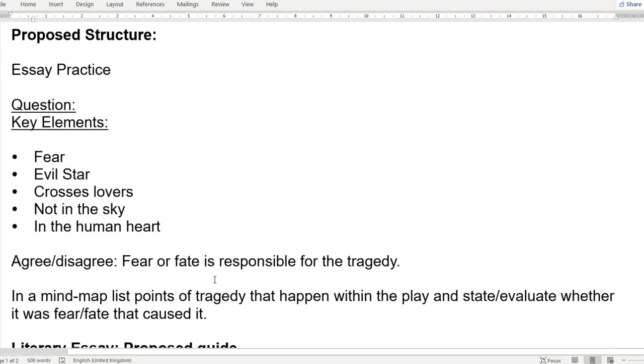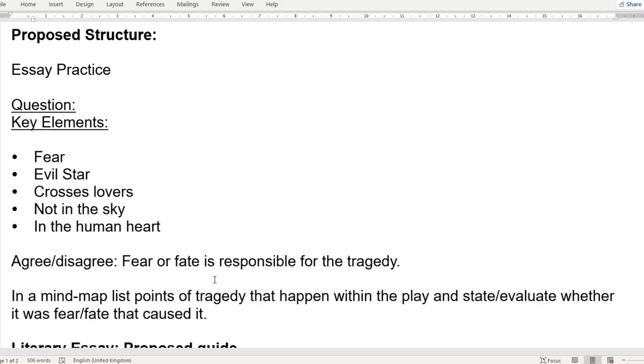So my proposed structure toward the essay that you've been given is as follows. And these are the key elements that I took out of the question. I took out fear, evil star-crossed lovers, not in the sky, no human heart. You may take out your own elements. These are just mine that I would like to focus on. Then you need to say what you agree or don't agree with in what Goddard has said in regards to whether it is fear or fate that is responsible for the tragedy.